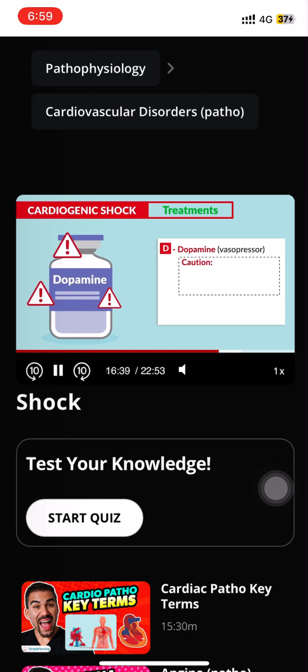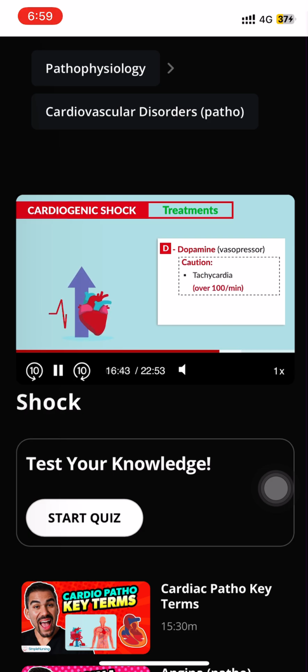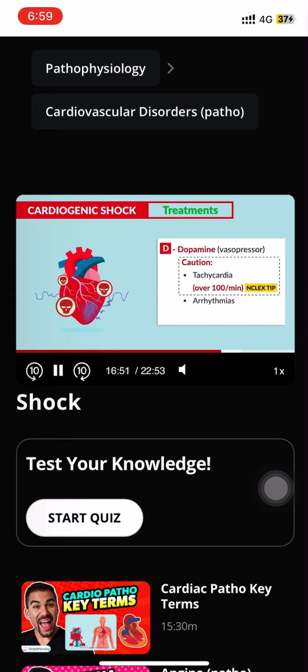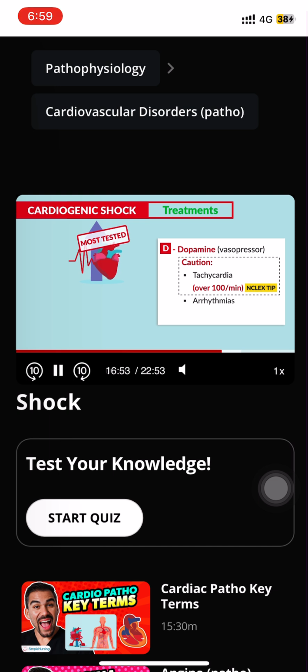Our vasopressors can work too well and may cause adverse effects, like tachycardia, a heart rate over 100 beats per minute, which is a huge NCLEX tip, so write that one down, as well as arrhythmias. But really the most tested here was tachycardia. Typically means that the dose may need to be lowered.